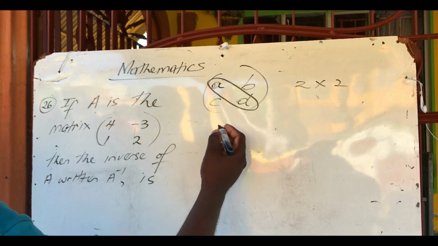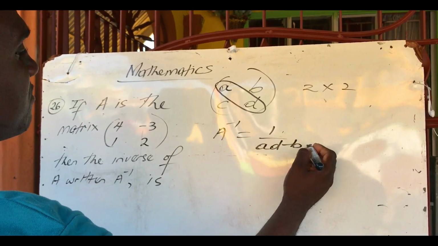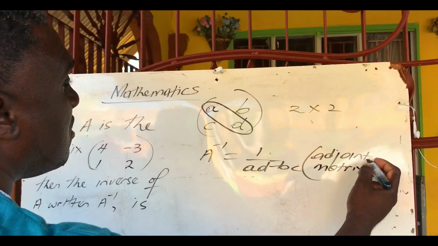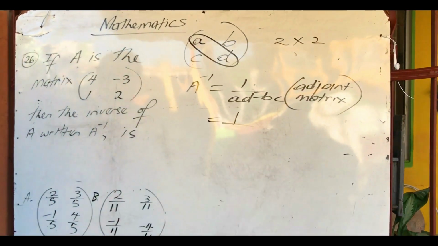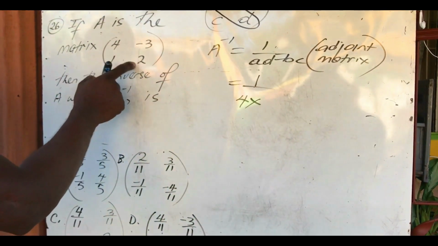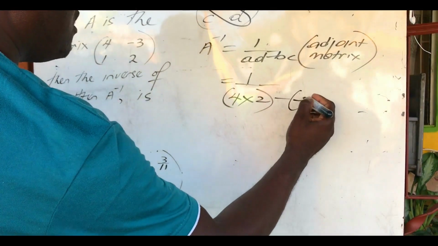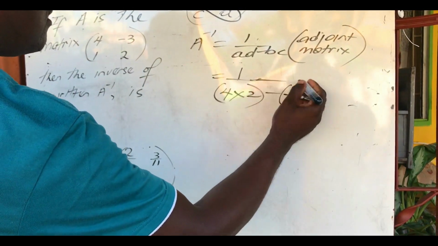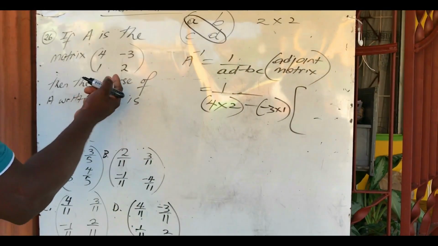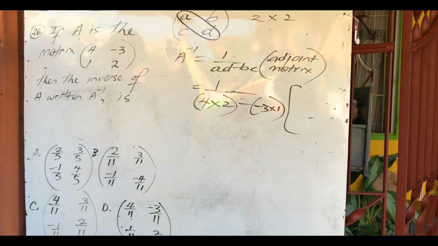And so the inverse of a 2 by 2 matrix, A inverse, is 1 over the determinant, which is AD minus BC, times the adjoint matrix. Quickly you would write 1 over A. Now when you look at this, A is really 4, so it is 1 over 4 times D, which is 2, we put that in bracket, minus BC is -3 times +1, times the adjoint matrix. Now the adjoint matrix basically is obtained by interchanging the elements in the leading diagonal, or the primary or main diagonal here, which runs downward from left to right.